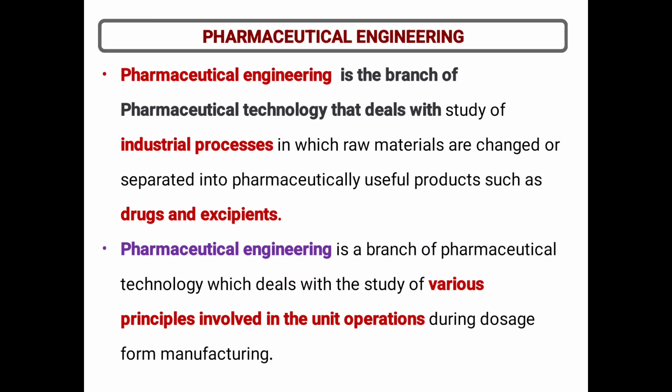Pharmaceutical engineering is a branch of pharmaceutical technology that deals with study of various industrial processes for development or manufacturing of dosage form. Simply, pharmaceutical engineering is a branch of pharmaceutical technology which deals with study of various principles involved in the unit operation during dosage form manufacturing.